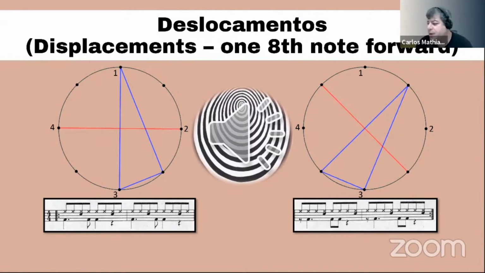1, 2, 3, 4. 1, 2, 3, 4. 1, 2, 3, 4. 1. This is the shift. Original 1. 1, 2, 3, 4. Again. 1, 2, 3, 4. 1, 2, 3, 4. Shift. 1, 2, 3, 4. 1.